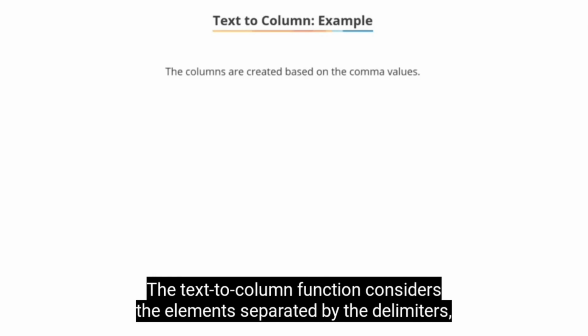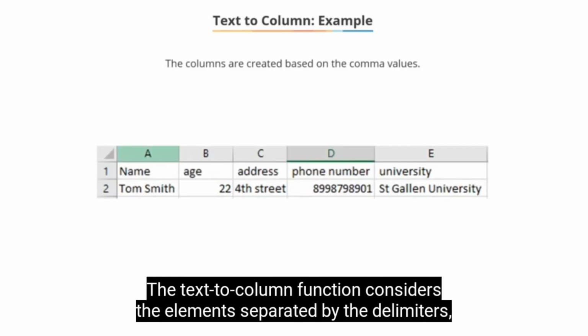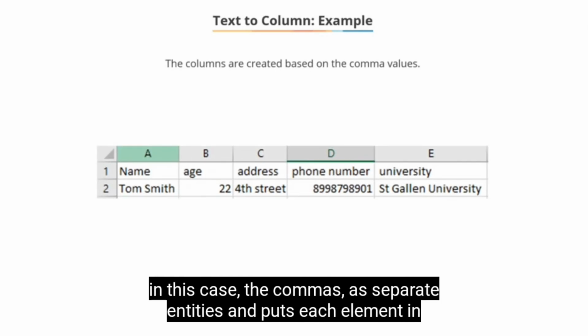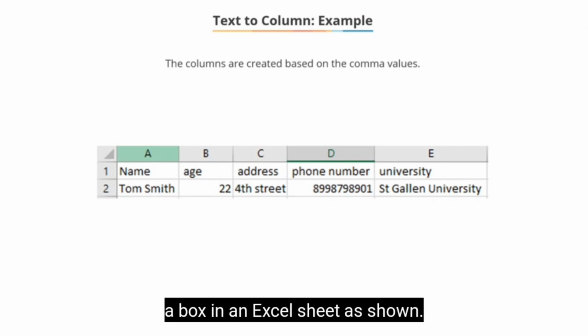The Text to Columns function considers the elements separated by the delimiters, in this case the commas, as separate entities, and puts each element in a box in an Excel sheet as shown.